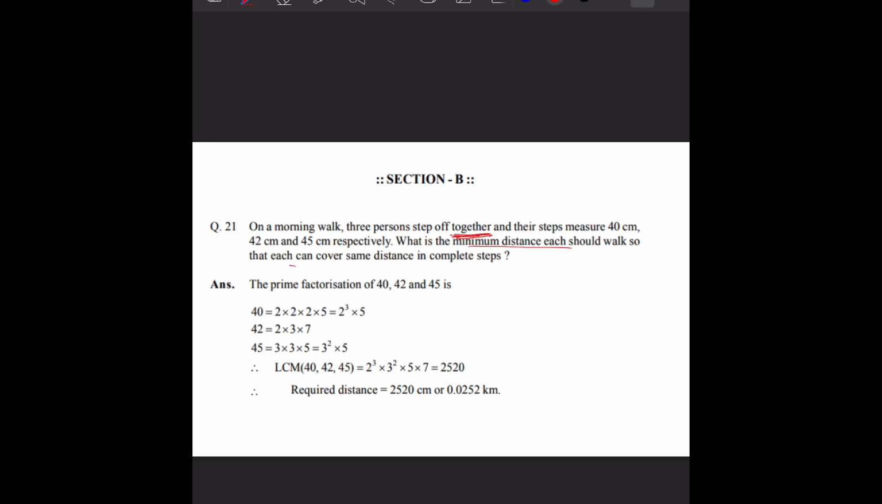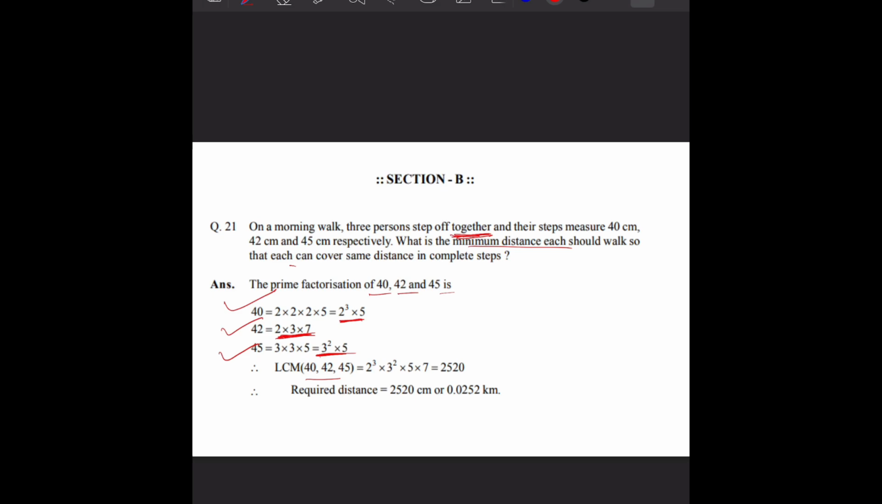So calculate the LCM of 40, 42, 45. आई होप एलसीएम आप सब लोगों को आता है। 40 का प्राइम फैक्टराइजेशन किया, that will be 2 cube into 5. 42 का प्राइम फैक्टराइजेशन है, that is 2 into 3 into 7. 45 का प्राइम फैक्टराइजेशन will be 3 square into 5.